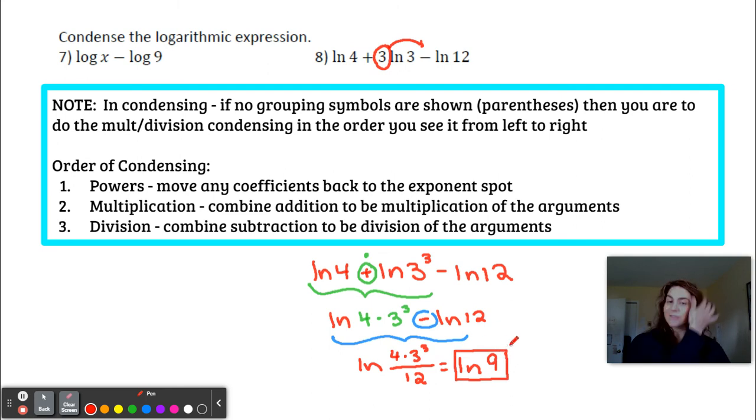Okay, again, since there were all numbers here, I just threw that in a calculator. 4 times 3 to the third divided by 12. 4 times 3 to the third gets me 108. Divided by 12 gets me the 9. Okay.